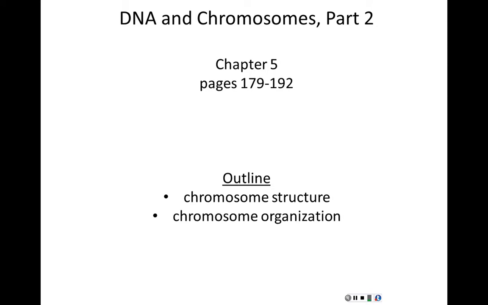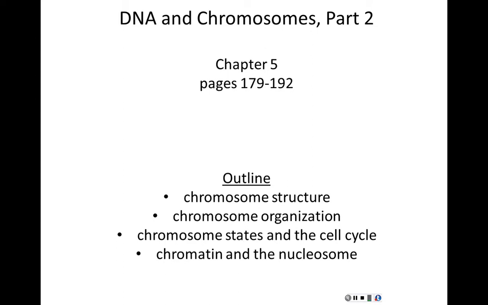Then we'll move on to chromosome organization and discuss a little bit about the genes on chromosomes and how they're arranged in a typical cell. We'll move from there to the different states that chromosomes take, especially with relation to the cell cycle. So as the cell goes through its life cycle, how does the structure and organization of chromosomes change?